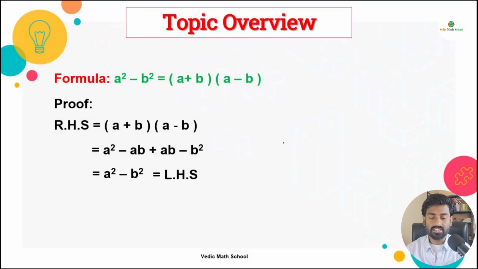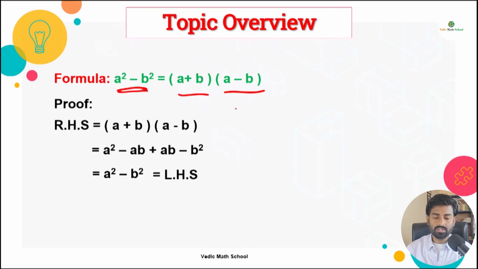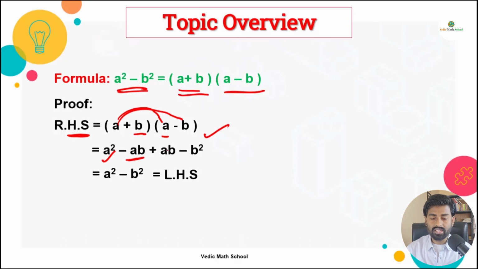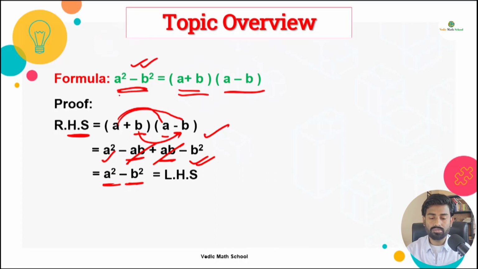So how to find this multiplication? Before starting, you know that a square minus b square is equal to a plus b into a minus b. We are going to apply this and solve the question. This is the proof: a plus b and a minus b, this is the RHS. If you multiply a into a, that gives a square. A into b is minus ab, b into a is plus ab, and b into b is b square. If you cancel it out, the remaining is a square minus b square, and that is equal to the LHS. So this is the proof of the formula, but this is not something that we are going to discuss.